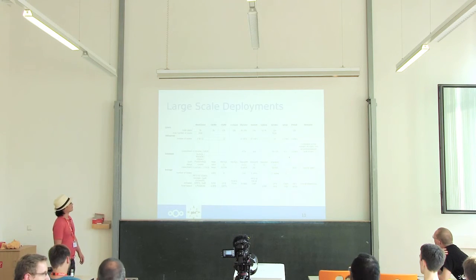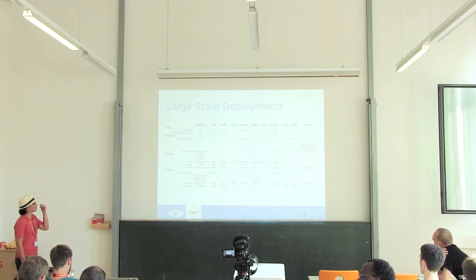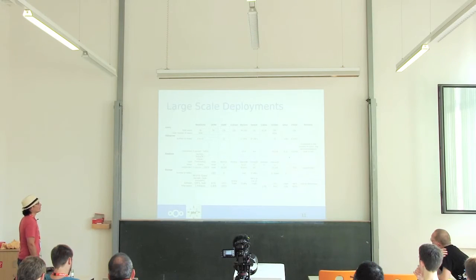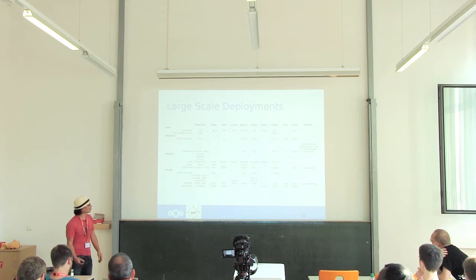Storage, yeah, that's a bit of a gray area. Of course, what should Nextcloud say about storage apart from that they support it? I'm not sure. That's one of my questions at the end. But you see that there are a lot of options: NFS, S3, Ceph, GlusterFS, GPFS, and Swift. And the customers use a lot of GlusterFS, which I think is a one-site solution. And a lot of large file storage solutions like Ceph and Scality.